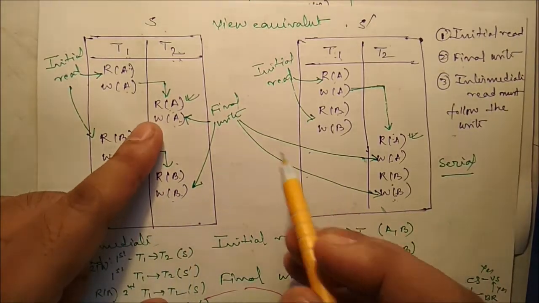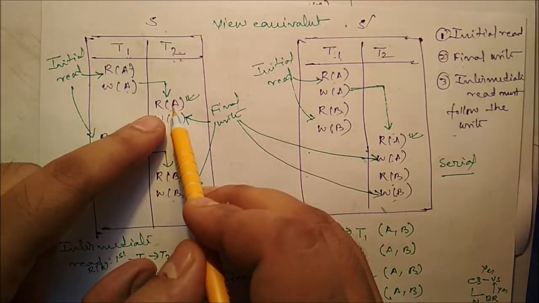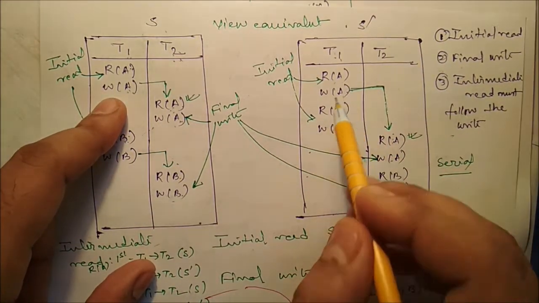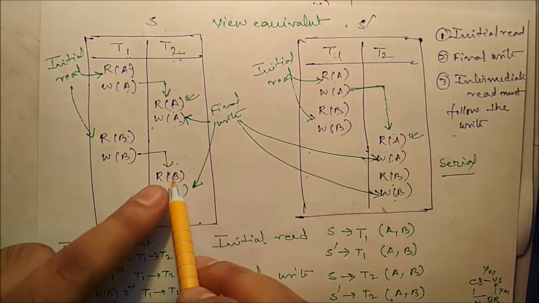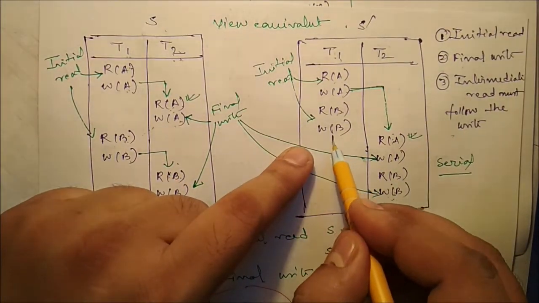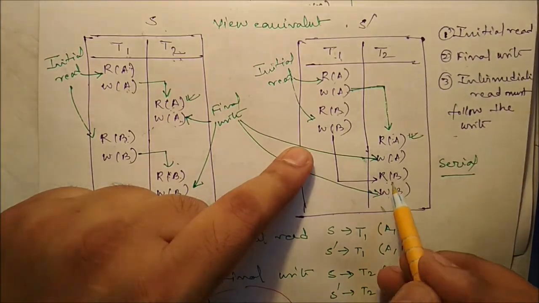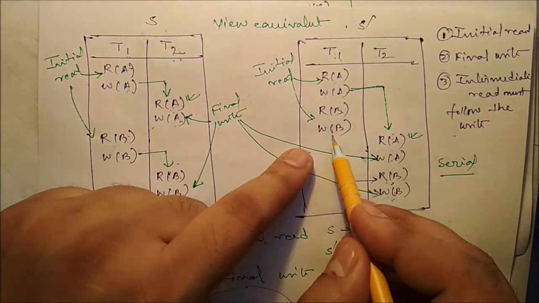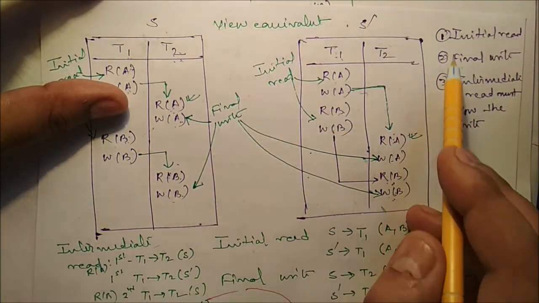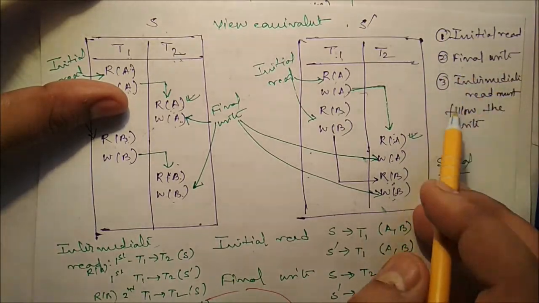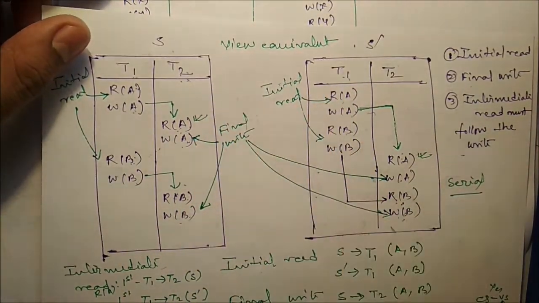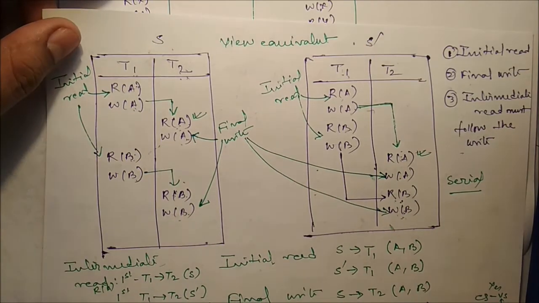Now the intermediate reads: here T2 reads the value after T1. Here also T2 reads the value after T1. In this case T2 reads the value of the B variable after T1, and here also T2 reads B after T1. That means both the schedules obey these three rules: initial read, final write, and intermediate read. So we can say S and S' are both view equivalent. And that is the end of this particular video. Thank you very much.